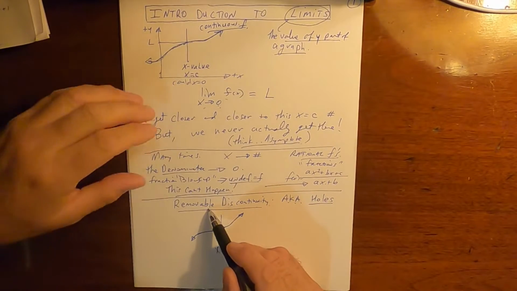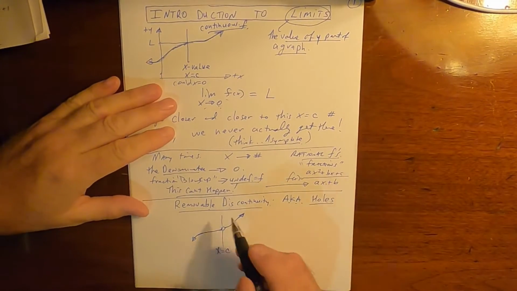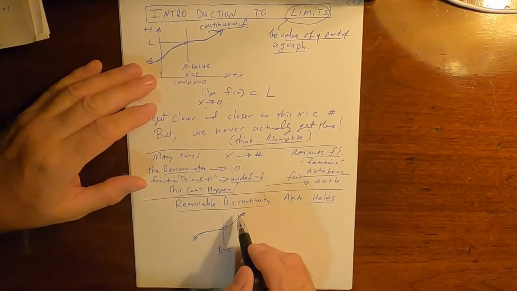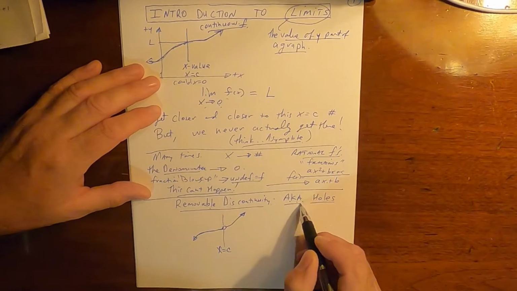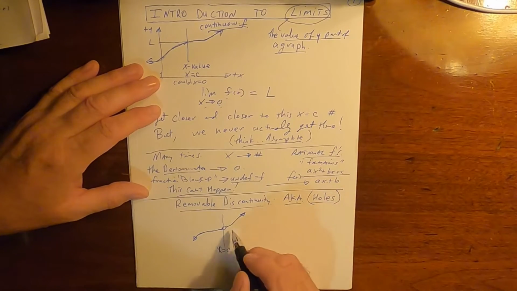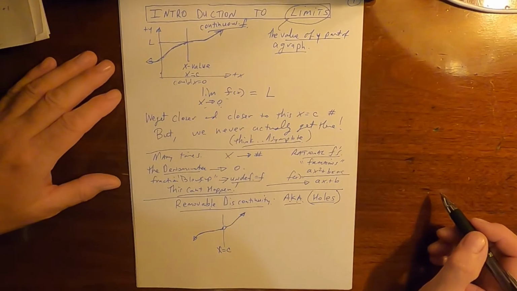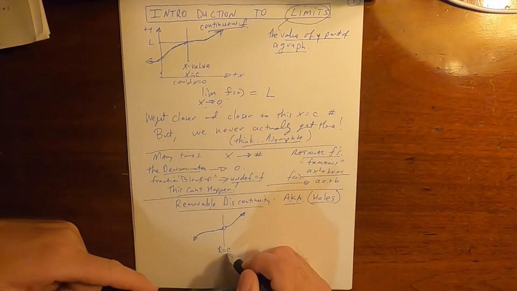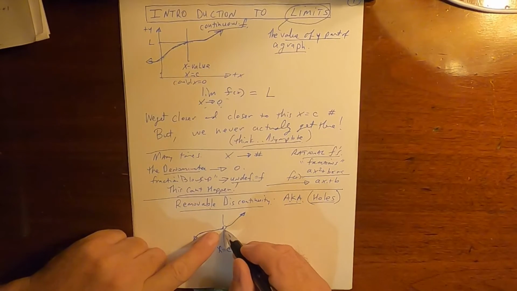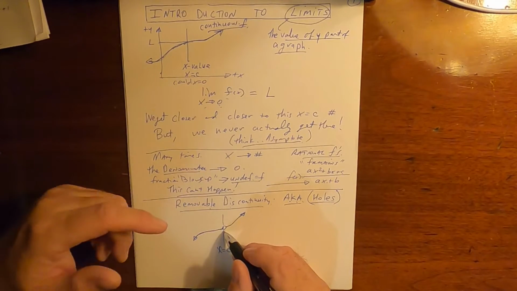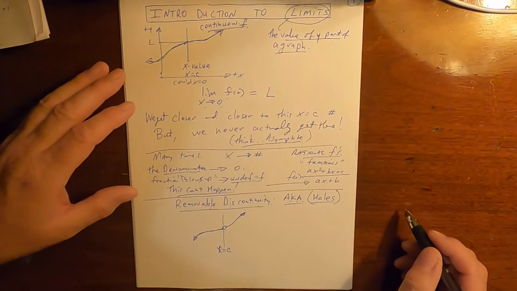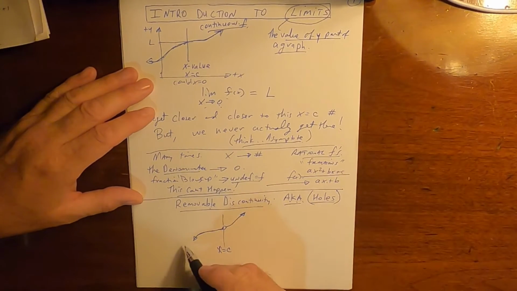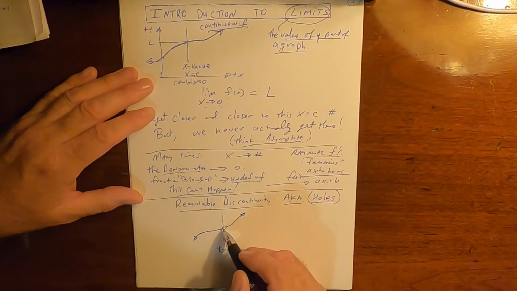Okay, so it's removable, and it's going to be quite trite for you to see what I mean by removable, but in a moment I'll show you. So AKA holes. They call them holes. It's a hole in the function, only at this one point. And as you know, a point is almost an infinitely small location on the function. So it's very, very small, and some graphing packages won't even show it until you actually come upon it.